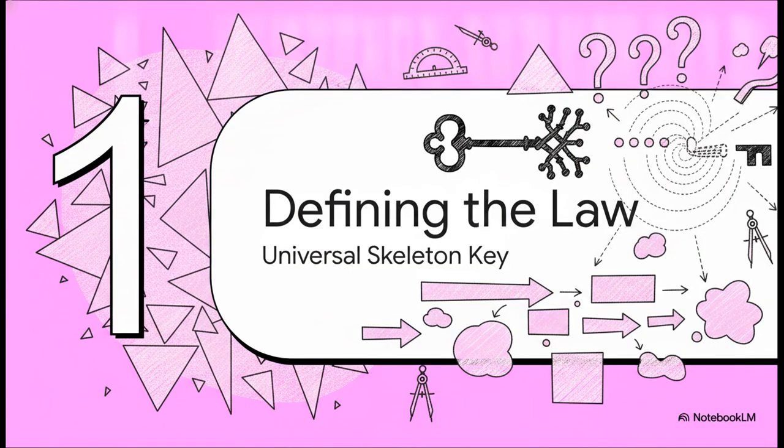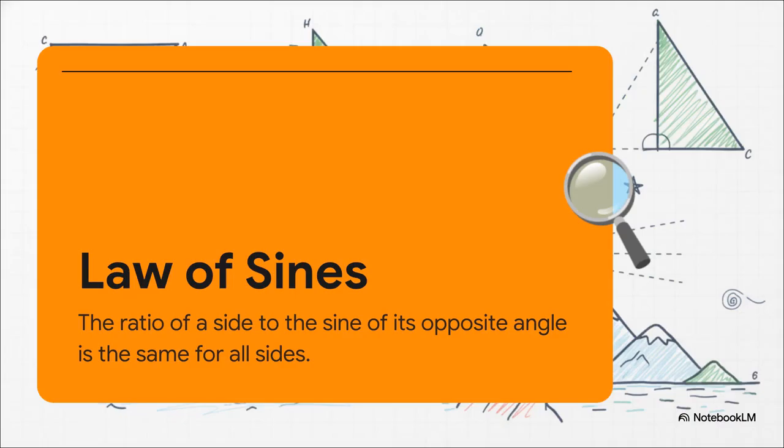Section 1. Defining the law, the universal skeleton key. Since we can't rely on those easy right angles, we desperately need a mathematical skeleton key that works for every single triangle, no matter how stretched out, squished, or messy it happens to be. Enter the Law of Sines. It states that in any triangle, the ratio of the length of a side to the sine of its opposite angle is the same for all 3 sides. Now, I really want you to let that sink in for a second. It does not matter what shape the triangle is. If you take the length of one side and compare it to the sine of the angle sitting directly across from it, that ratio, that specific mathematical relationship, will be exactly the same for the other 2 sides and their opposite angles. It's a universal constant for that specific triangle.